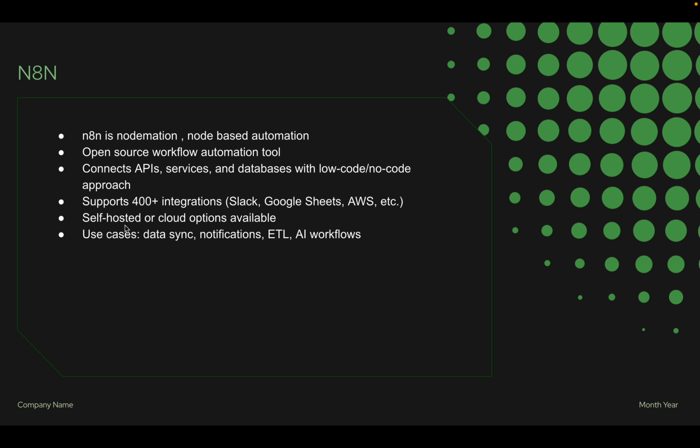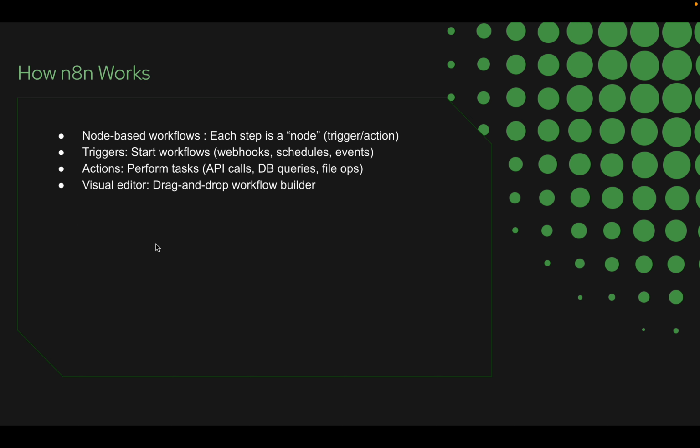In self-hosted, we can do two types of deployment. One is node-based deployment, the other is Docker-based deployment. In this video, we'll be using Docker-based deployment. And there will be different use cases like data synchronization, notification, ETL, and AI workflow. I'm not spending much time on these slides; we'll be implementing some use cases.